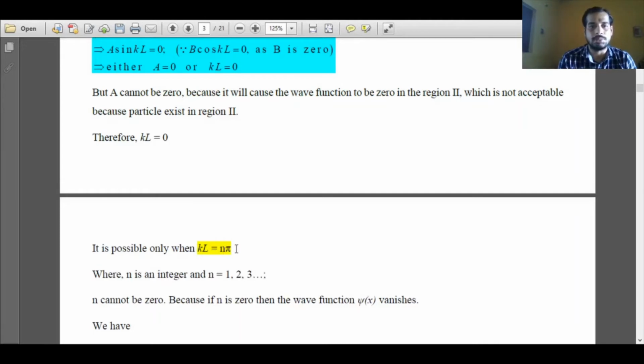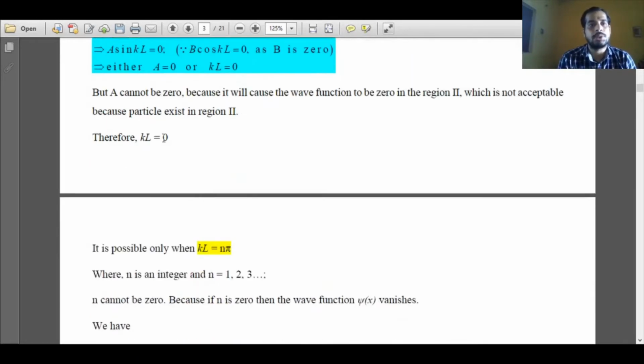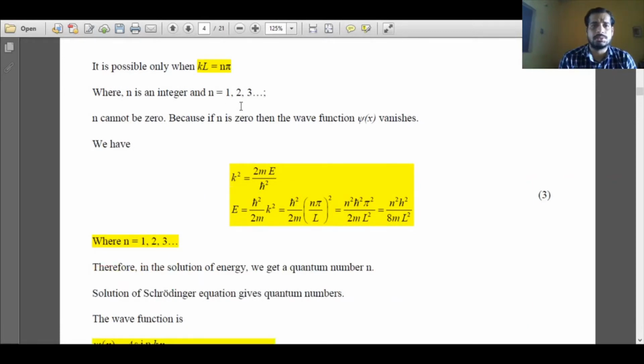Now this is also an important condition. We will discuss the consequences of this important outcome from the boundary condition. Basically, we are imposing boundary conditions on the solutions of the time independent Schrodinger equation for the particle in region 2, and from the imposition of the boundary condition we are getting an important criterion, and that criterion is KL is equal to n pi, and n varies from 1, 2, 3 and continues.